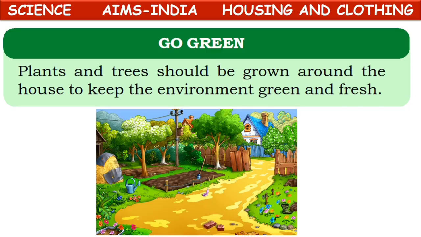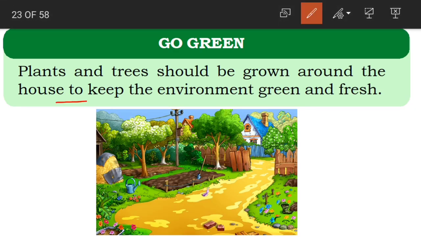Clear, children? So plants and trees should be grown around the house to keep the environment green and fresh. So we have to plant trees, so that not only the house, but the surrounding environment of our house looks green and fresh.